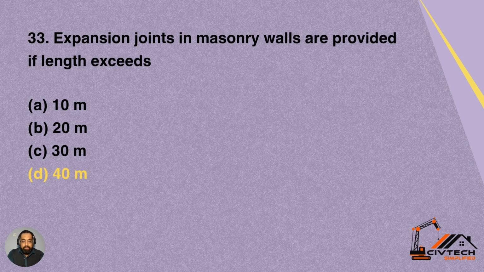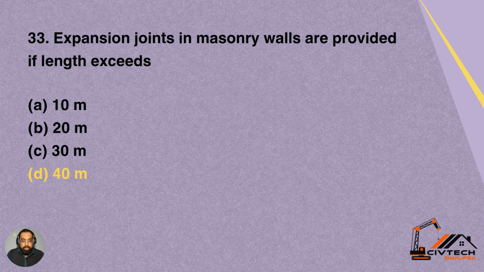Question number 33. Expansion joints in masonry walls are provided if the length of the wall exceeds: A, 10 meter, B, 20 meter, C, 30 meter, D, 40 meter.